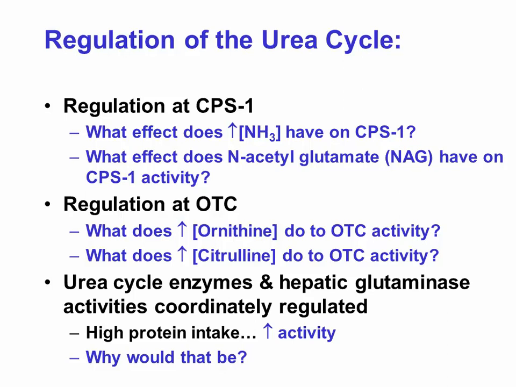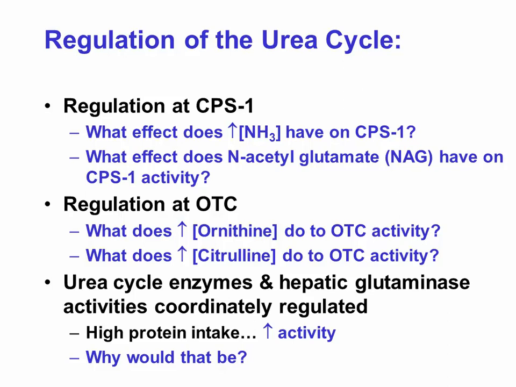So if you have a lot of arginine around, what might that tell the cell? Let me back up a moment. A high arginine concentration is going to increase the activity of the enzyme that makes NAG, N-acetylglutamate. It increases acetylglutamate synthetase activity. We call that feed-forward activation from the end product of a pathway.